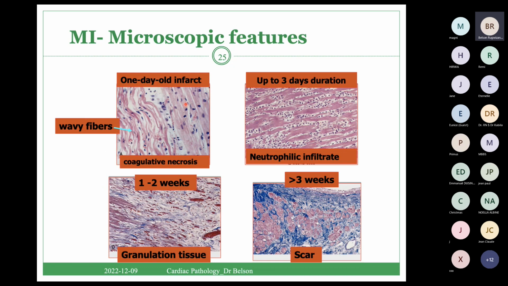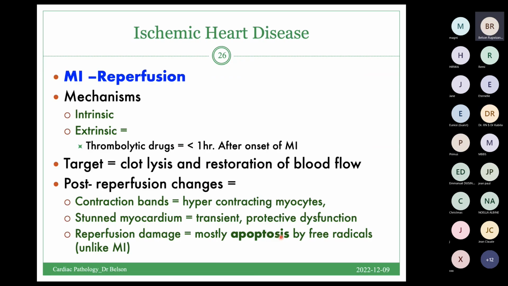So one day of the infarct, we have wavy fibers and a few inflammatory cells. Inflammatory cells ziyongere ubu tumona tw'umukara, they are nuclei of neutrophils. In 1 or 2 weeks, you have a granulation tissue with a few blue fibers, and here we have more blue fibers. This is a scar. So it can be reperfused, and this you have seen in a cell injury.